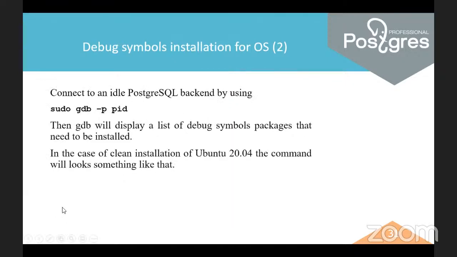GNU debugger is a utility allowing us to attach to a Postgres backend and to see what it is doing.